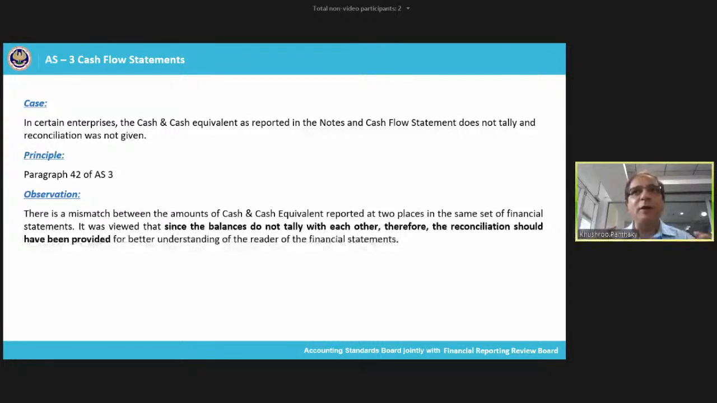This is to give that particular comfort to the readers of the financial statements that there is a reconciliation and the numbers are tying up with the financial statements. If these reconciliations are not performed or they are not properly performed, or if there are errors, then these become very obvious in the financial statements and therefore they get picked up during the course of the review.